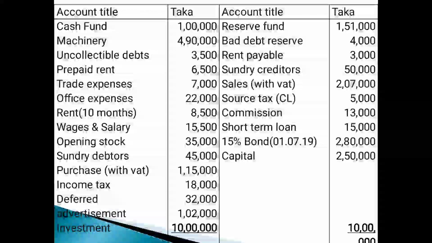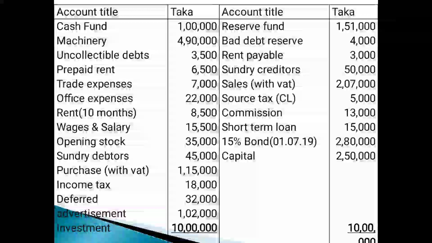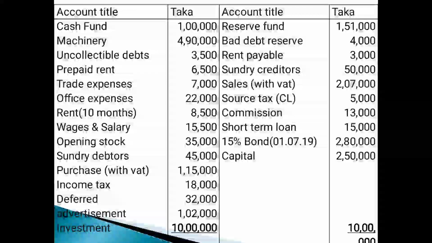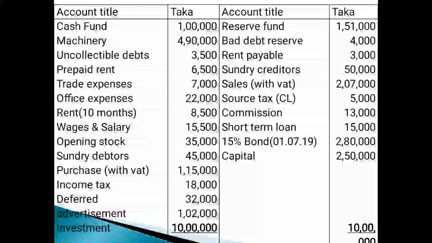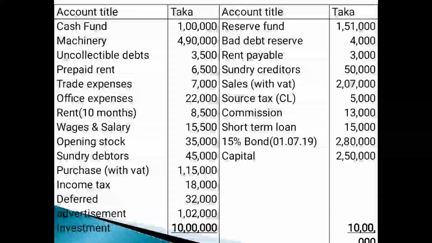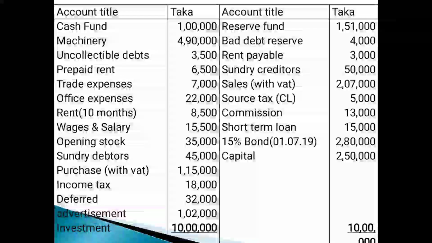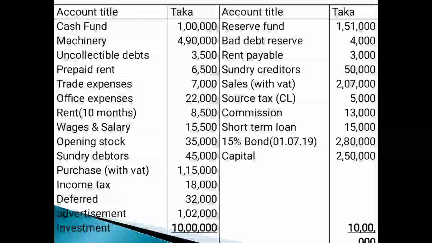Sales with VAT, this is the fact for this creative question. With VAT, sales amount 2,07,000, and then you can deduct the amount of VAT, total amount into 15 by 115. So you can find out the amount of VAT and it is deducted from the total sales amount. Surtax, this is the new one for current liability. It is the current liability. Commission in credit side, that is commission received, it is treated as commission revenue, is shown in other income.